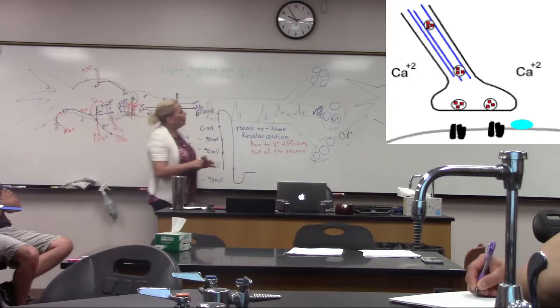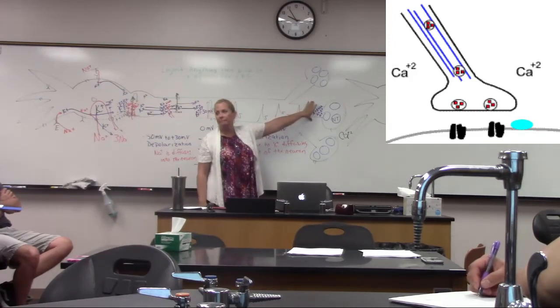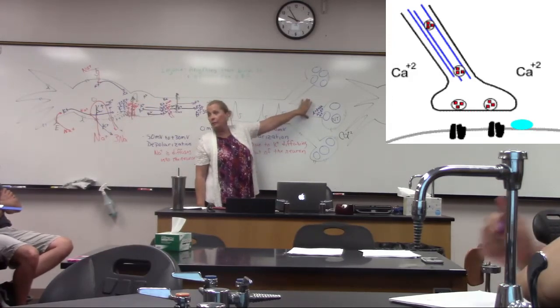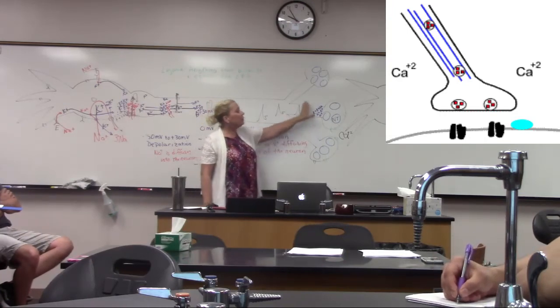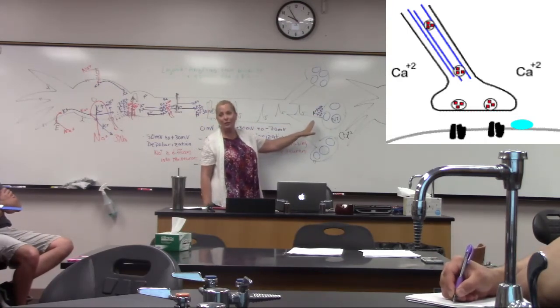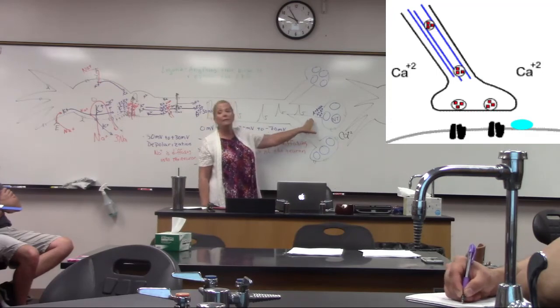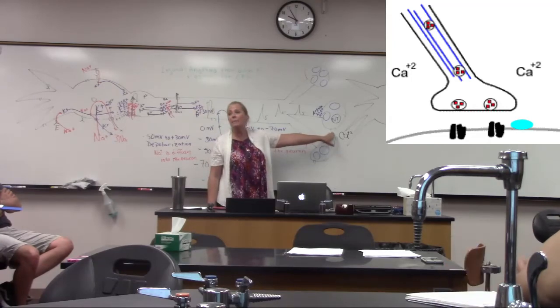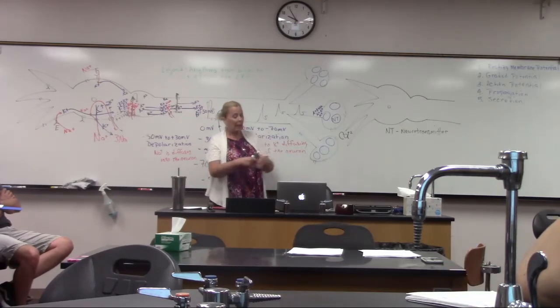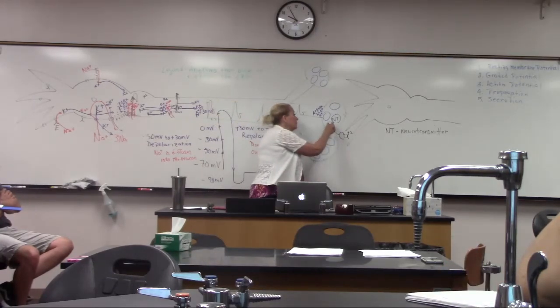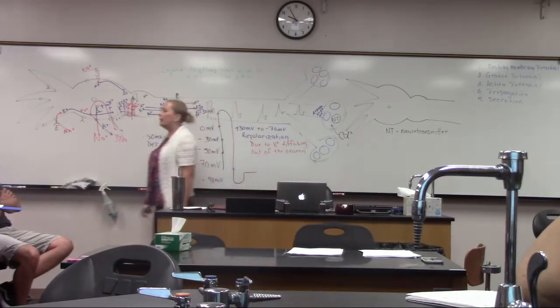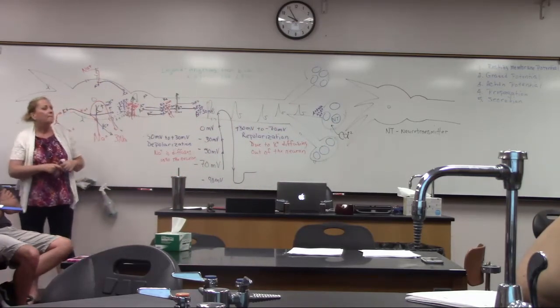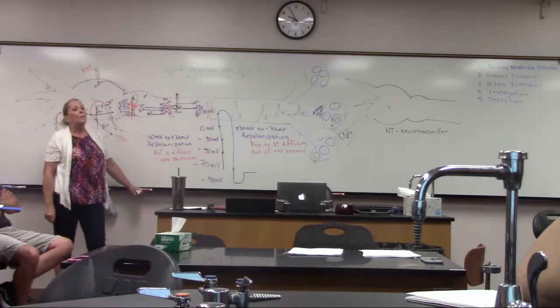So, we've repelled this potassium all the way down to the terminal bouton. And the accumulation of potassium is going to change our voltage from minus 70 to minus 50 millivolts. And that will cause our calcium voltage regulated gates to open, and calcium simply diffuses into the neuron, into our terminal bouton. So at minus 50 millivolts, our calcium voltage regulated gates open, and calcium diffuses in.